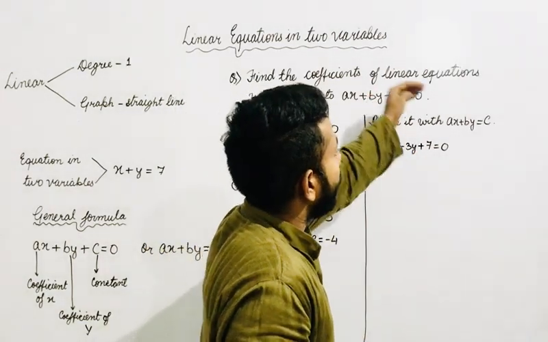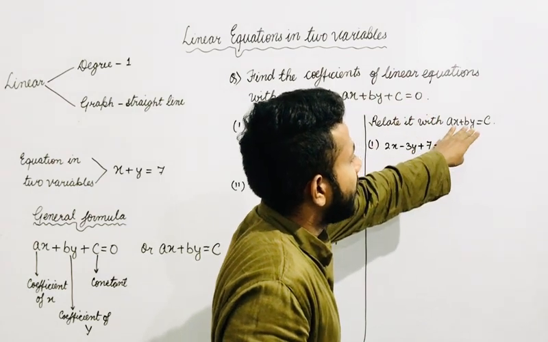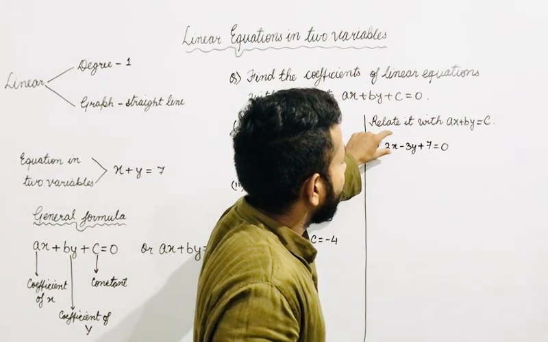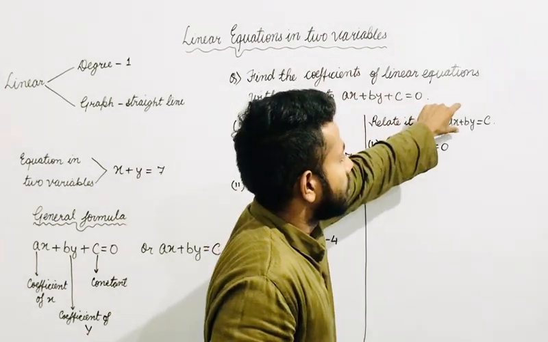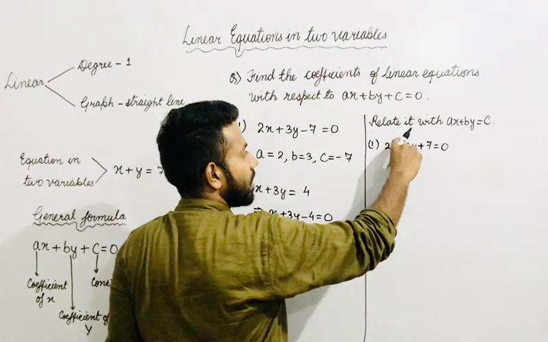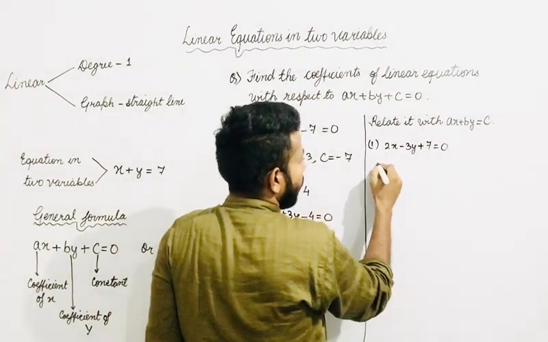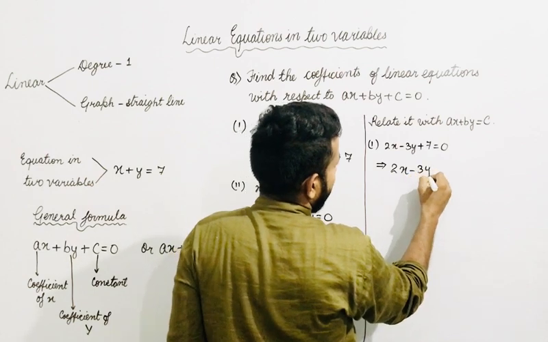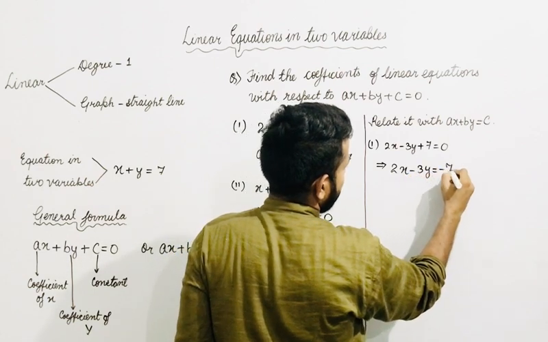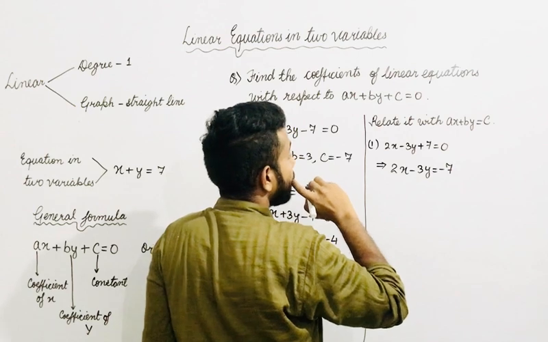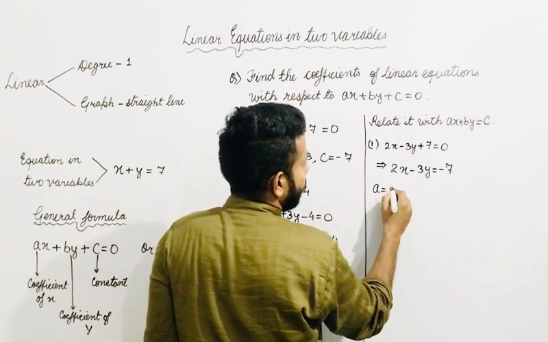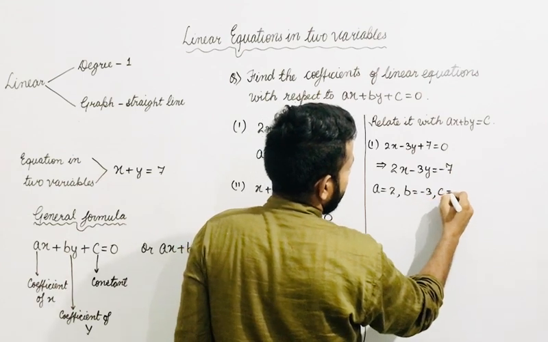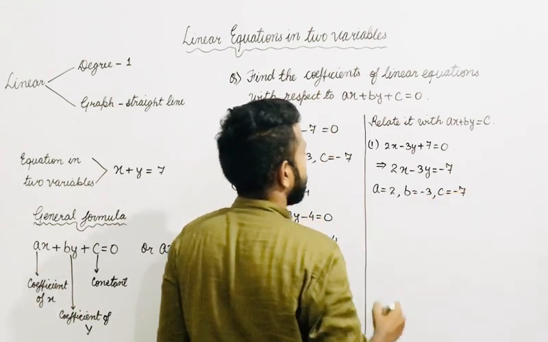And you have to find the coefficients in relation with ax plus by equals to c. So first of all, what we need to do is convert the given question in this form. When you convert the given question in this form, you will get 2x minus 3y equals to minus 7. Now the coefficients are a equals to 2, b equals to minus 3 and c equals to minus 7.